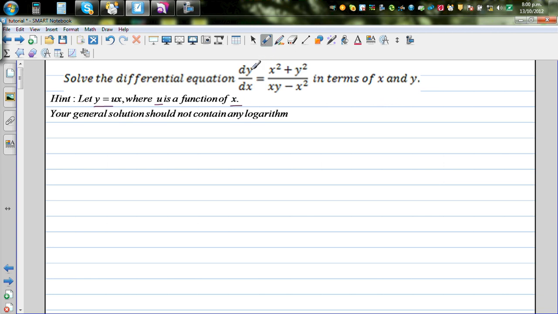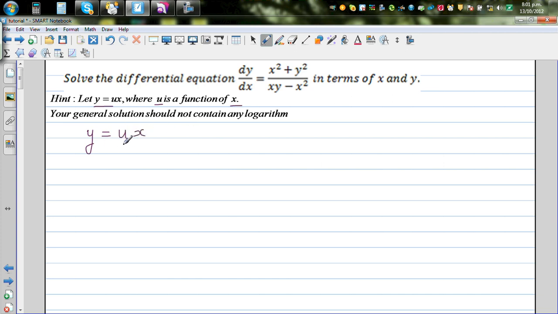Whenever we want to solve a differential equation, the technique is to bring the x's and y's together. Now, if you look at this differential equation, dy by dx is equal to x squared plus y squared over xy minus x squared, it is not possible to separate the x and y's, x with dx and y with dy. So here a hint is given, so this is where you should be starting. So let's look at this hint. What is given? y is equal to ux.